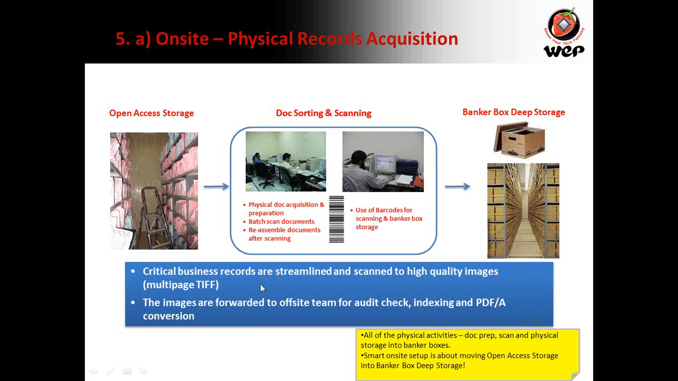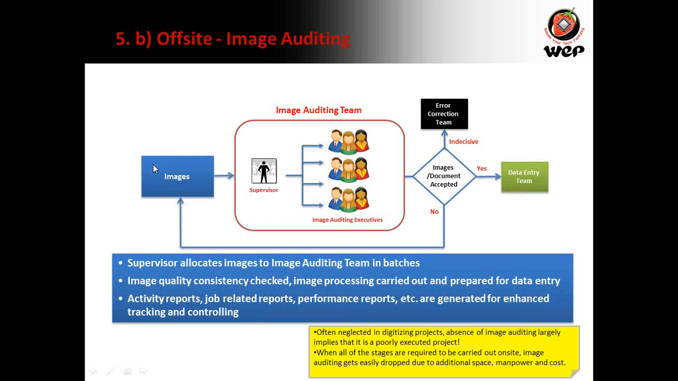Critical business records are streamlined and scanned into high-quality images, generally as multi-page TIFF. The images are then forwarded from the on-site location to the off-site team for a proper audit check, and then to carry out the indexing and conversion to PDF/A.